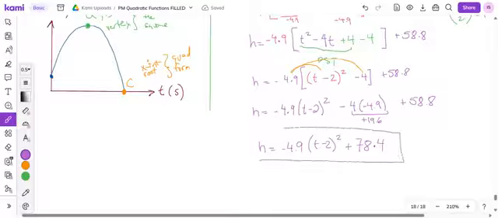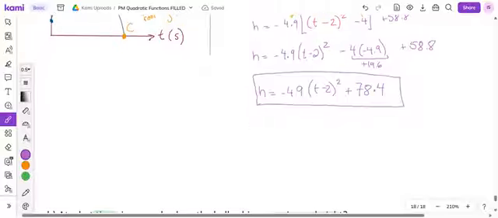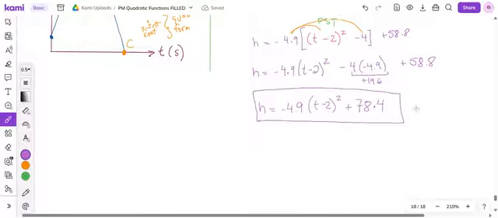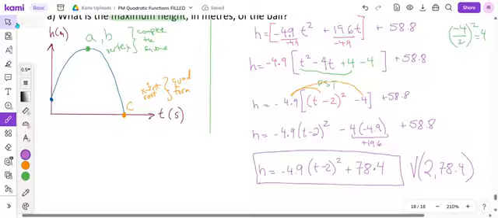And I'm pretty happy seeing this because it means that the maximum height is higher up than the platform. So let's add this information. We found the vertex, right? It's (2, 78.4). Let's add that to the diagram. So which one is this vertical distance? And what is this horizontal time? Right? 78.4 meters high. And it took 2 seconds to get there.